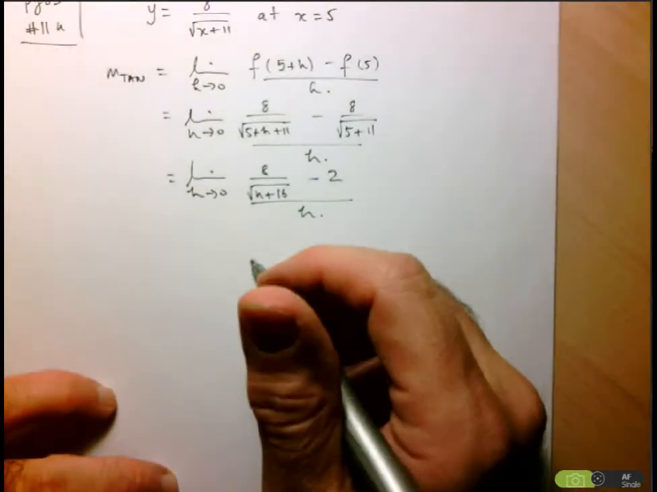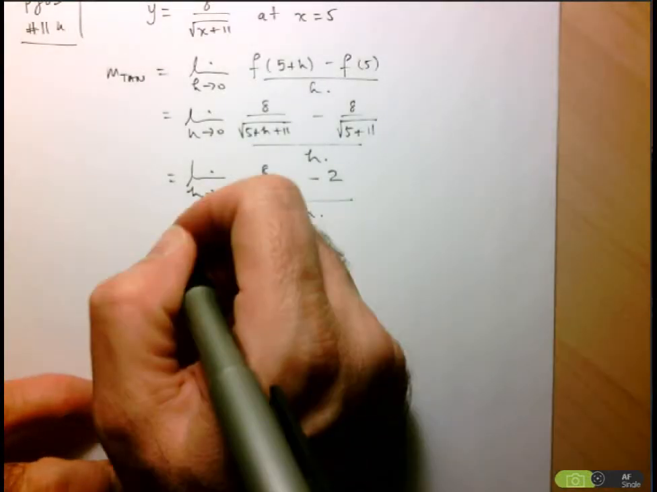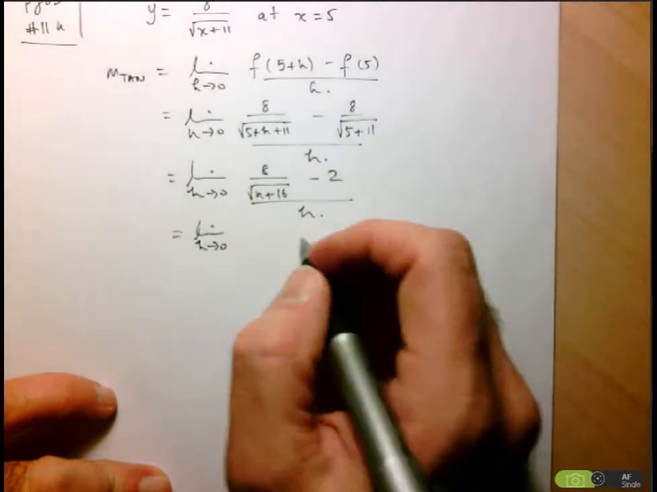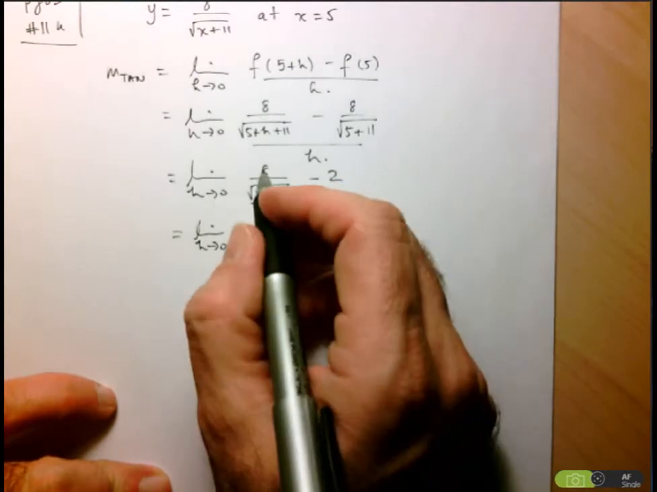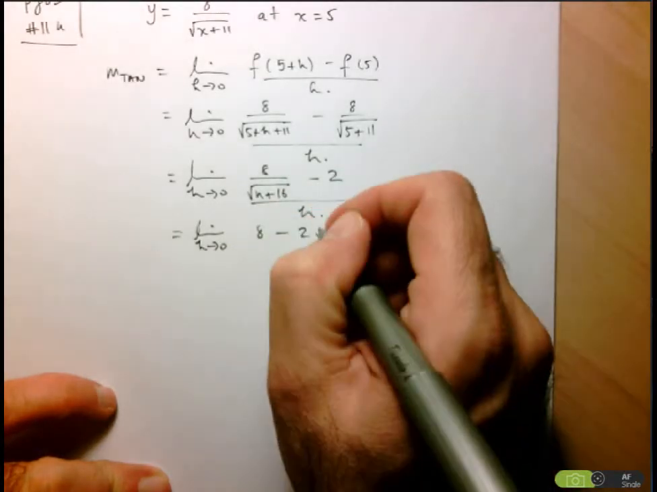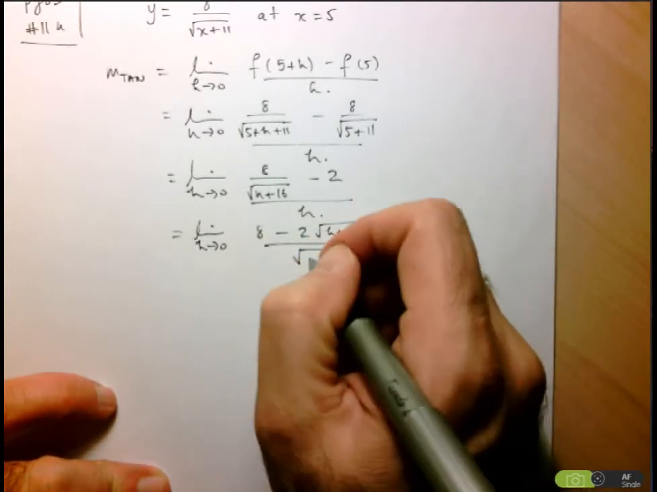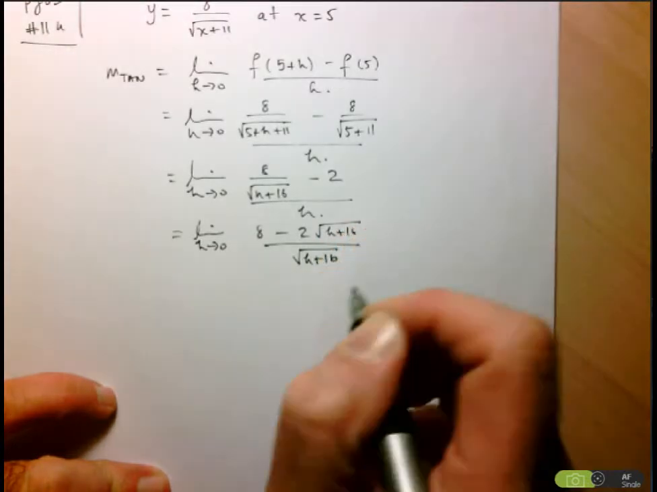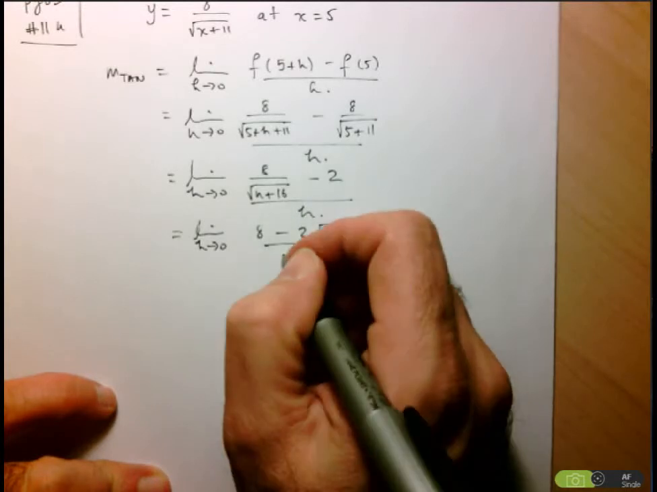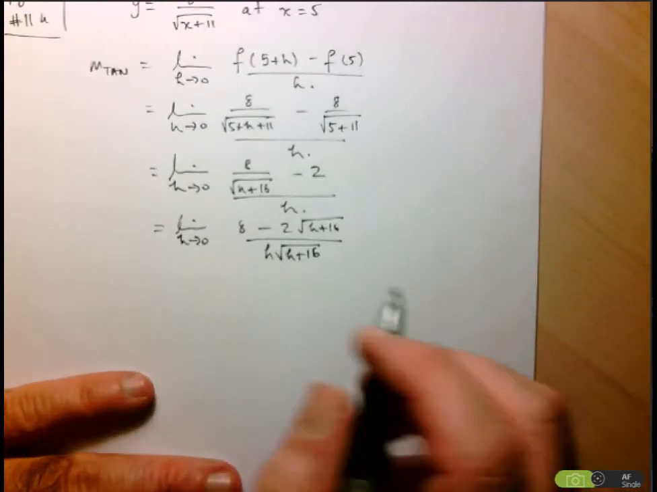What I'm going to try to do now is subtract these rational expressions. Limit as h approaches 0, it looks like my common denominator is going to be the square root of h plus 16. The 8 won't change, but I will have to multiply negative 2 by the square root of h plus 16. Here I'm left with the common denominator, and I might as well realize that I'm also dividing the whole expression by h, so I can just bring that into the denominator, saving myself a step.